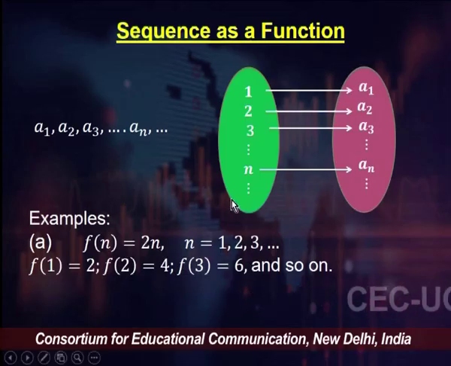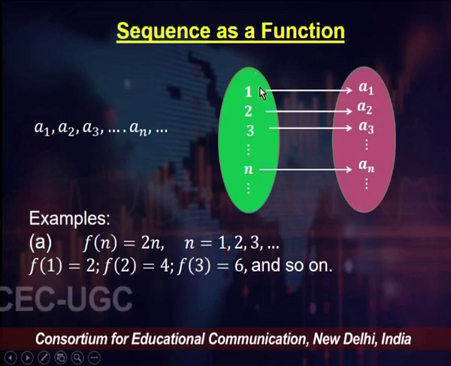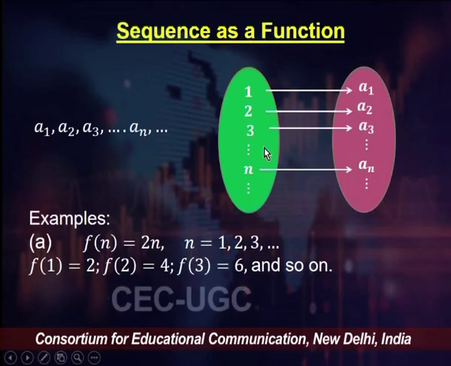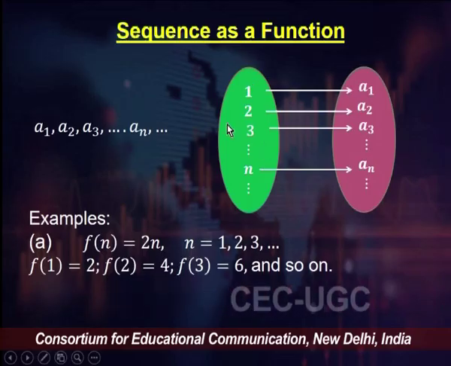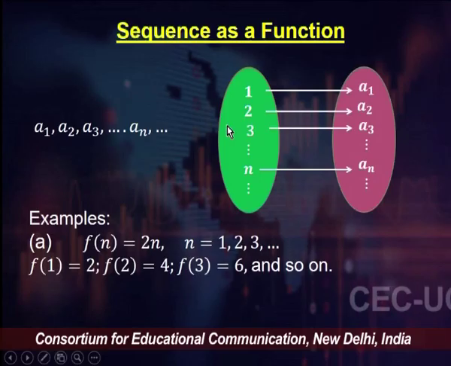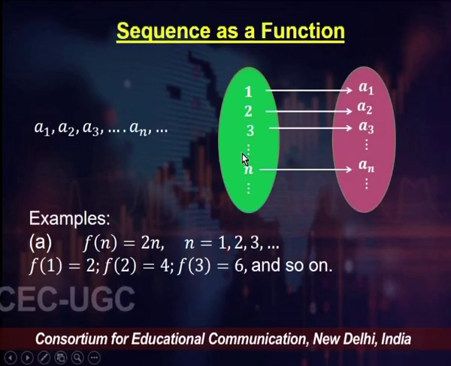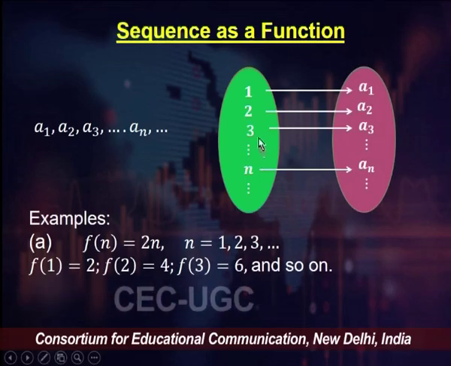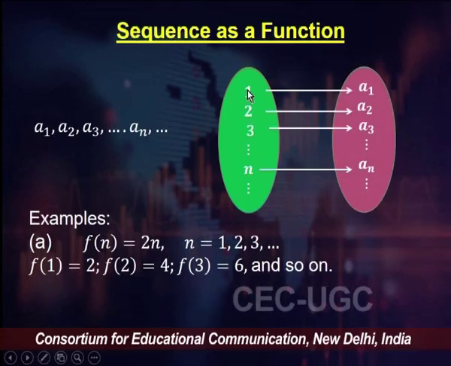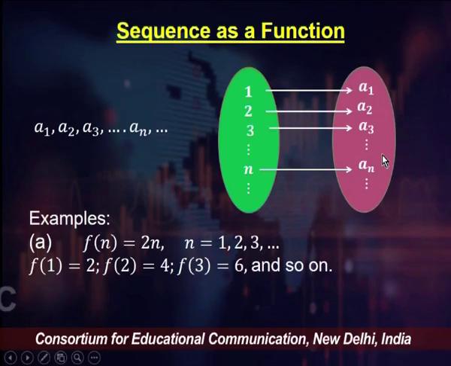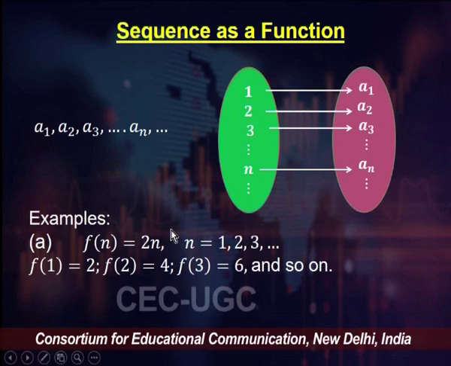If I think of this as a function where my domain is 1, 2, 3 and so on till n and so on, which is nothing but the set of natural numbers or the set of positive integers or your counting numbers, then we can think of a sequence as a function where the mapping is from the set of positive integers to the elements of the sequence A1, A2, A3 and so on till an and so on. That is an infinite sequence.